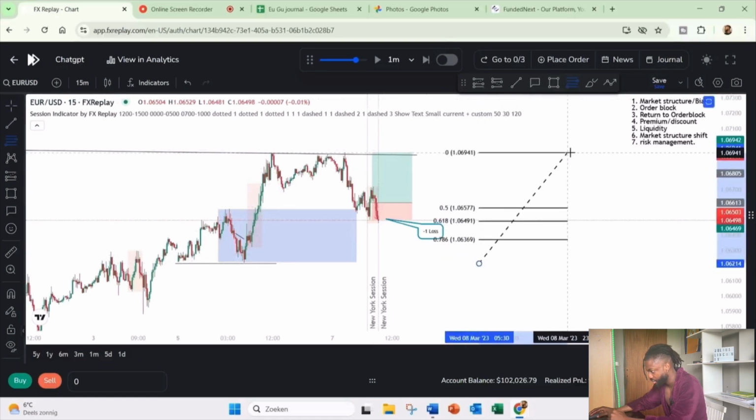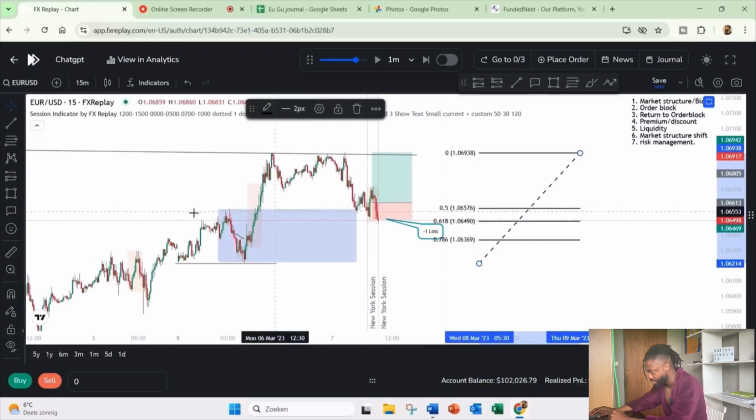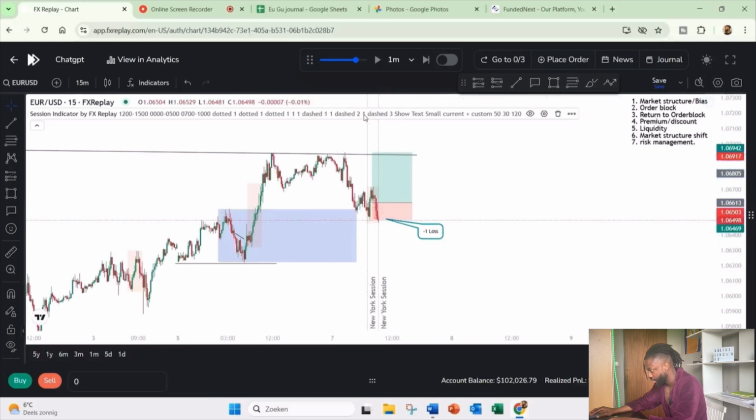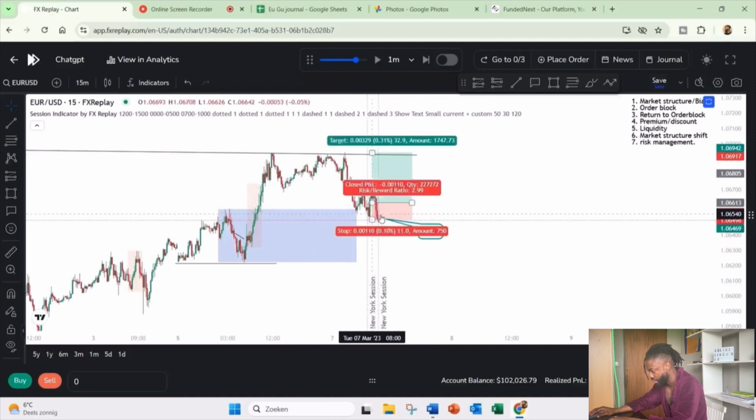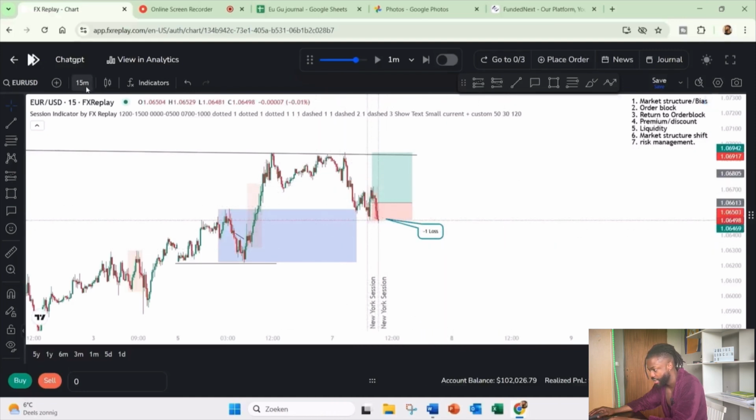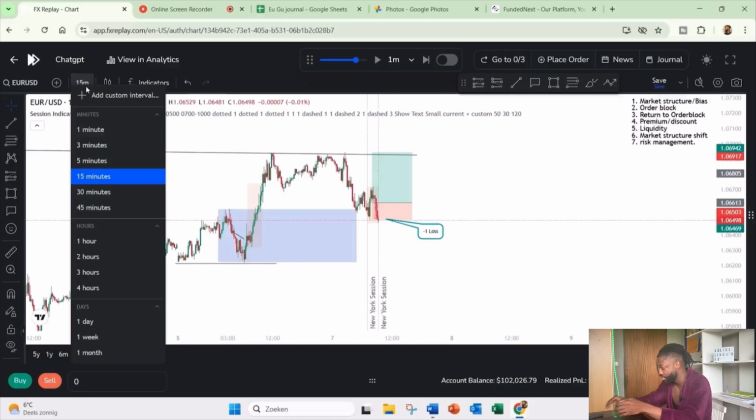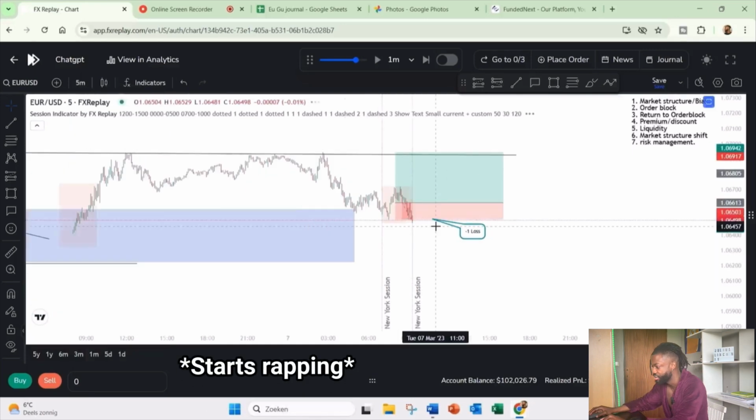Draw from here until here. You tap the discount, and we had liquidity to target. We had a market structure shift, and this is a loss. So it's cool. On to the next.